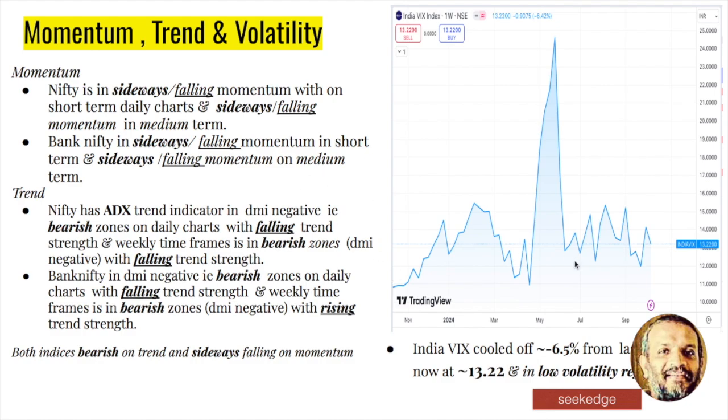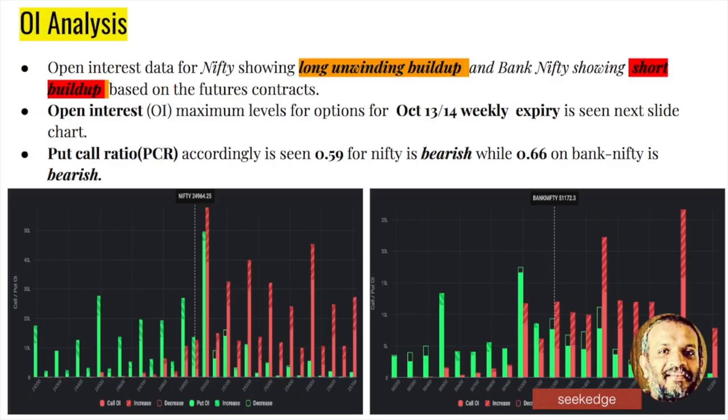Right. Moving on, the volatility index or the fear and greed index, India VIX, actually has cooled off. That's a positive thing. It cooled 6.5% to close in the low volatility regime at 13.22. Right. The next thing is the open interest analysis, for the weekly expiry that's happening on October 13th and 14th. We have a PCR which is bearish. That's for the options open interest. For the futures open interest also it's bearish. It's long unwinding on the Nifty and it's short build up.